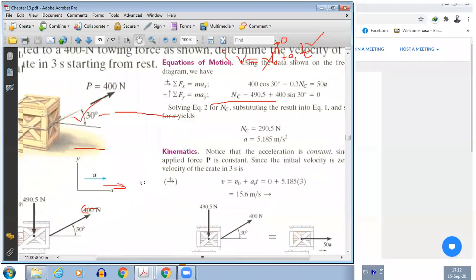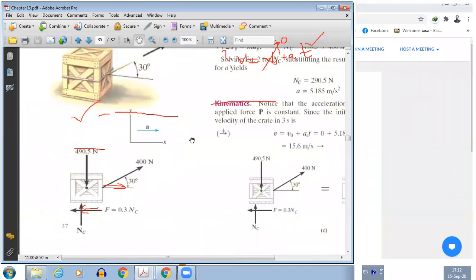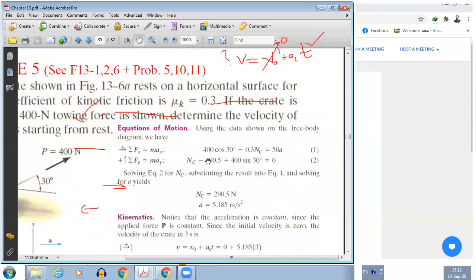Then we can have the equation for summation Fx. So it will be 400 cos 30 minus 0.3 NC, which is the friction force, equals max. This will not be 0, so it will be 50a. Once you determine this acceleration, it will be placed here and you will get the final velocity. So we get NC, we get a, we substitute it here, and we get the final velocity. So that's the solution to the problem.